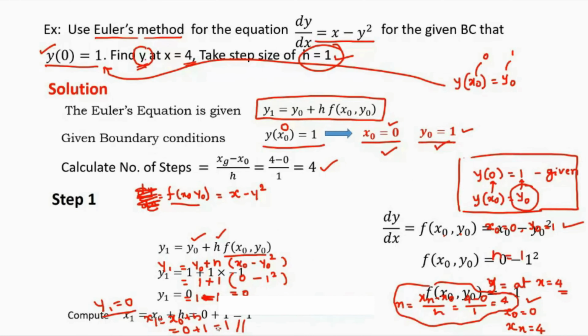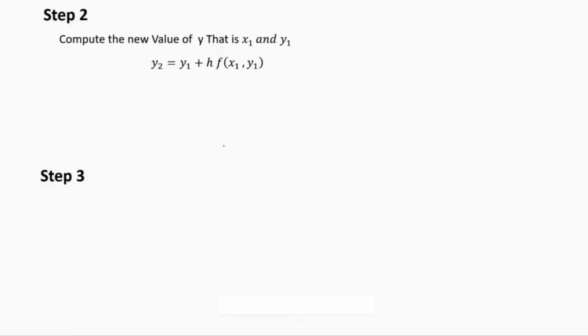Okay, it is computed. It is 0. Okay, y1 is equal to 0 we got. Okay. Now step 2. So quickly I will tell you. In step 2, what is expected? Compute the new value of y, that is, y2 based on x1 and y1.